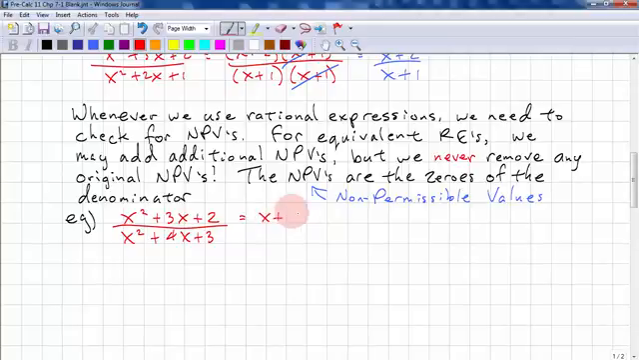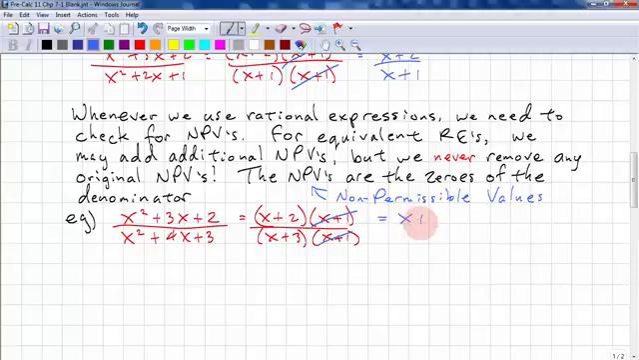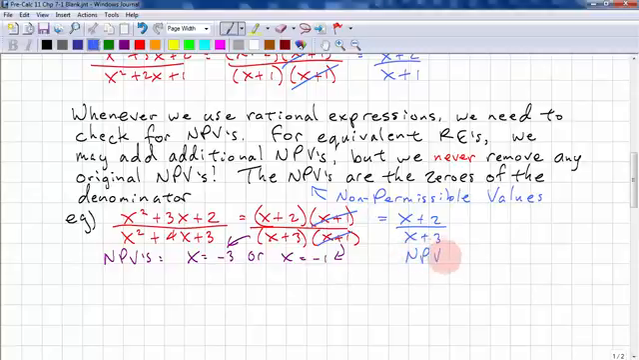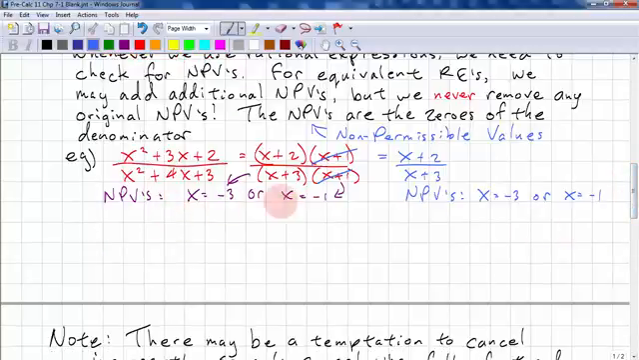So here we have x plus 2, x plus 1, over x plus 3 times x plus 1. Okay, again, the x plus 1's cancel out. We get x plus 2 over x plus 3. And the NPVs originally are x equals -3 or x equals -1. So we get the -3 from here, we get the -1 from here. And when we've reduced this, our NPVs are x equals -3 or x equals -1. Okay? We can't remove any of the original NPVs.